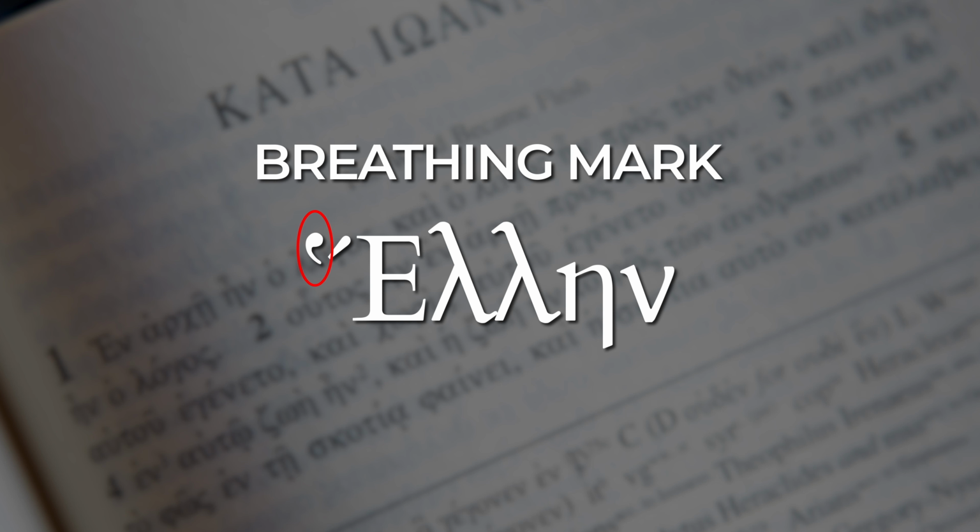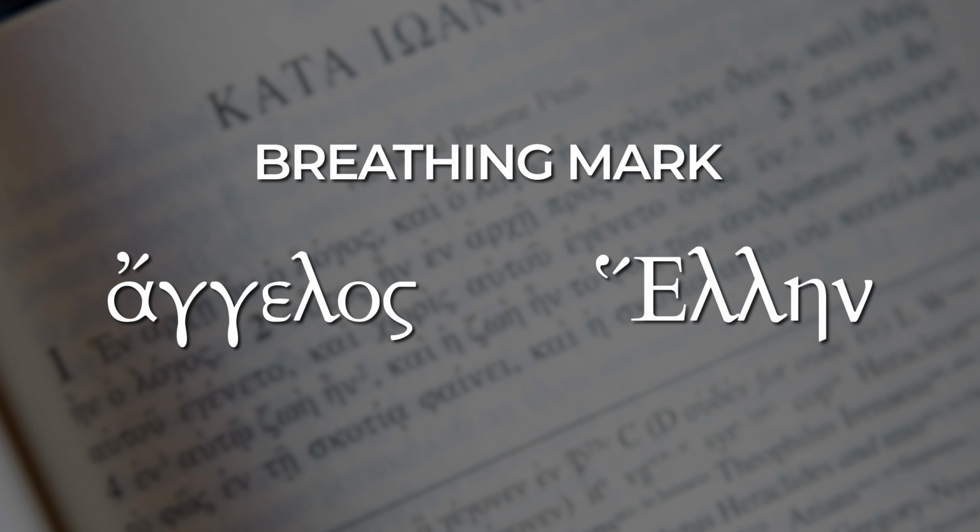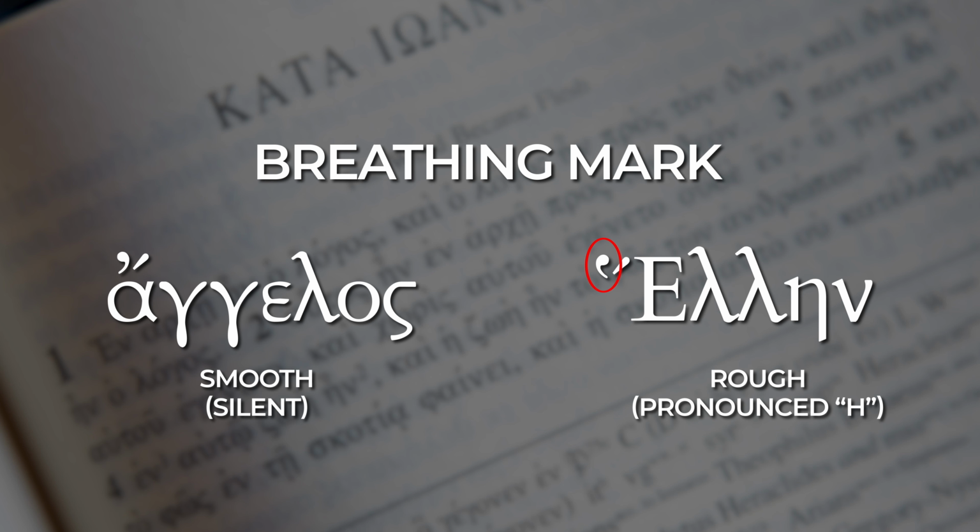Breathing marks occur at the beginning of all words that begin with a vowel. They can manifest in one of two forms, smooth breathing or rough breathing. A smooth breathing mark, such as found in angelos, is a right half circle. This mark is silent. Thus, we pronounce the first letter normally. On the other hand, a rough breathing mark, such as in Hellene, is a left half circle. This mark is pronounced as an English H. We add this sound in combination with the natural sound of the vowel that begins the word.